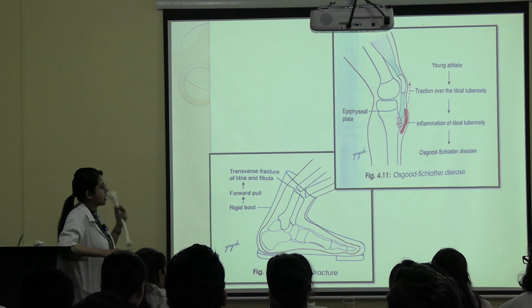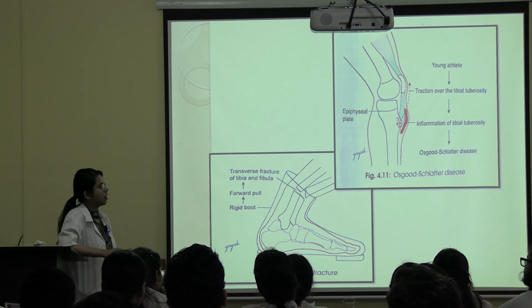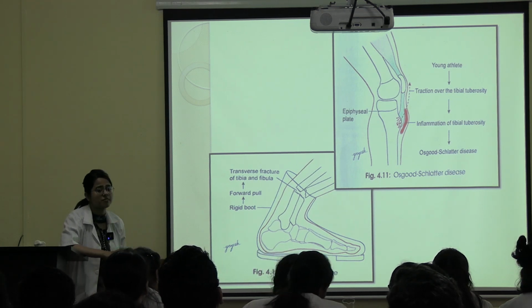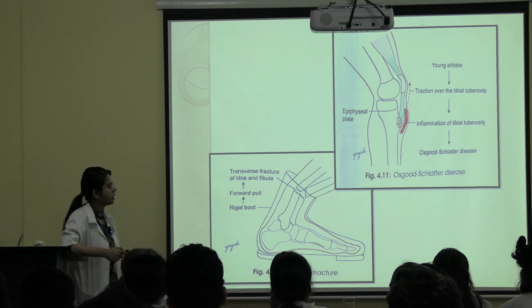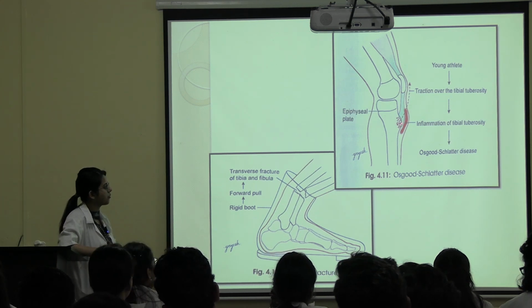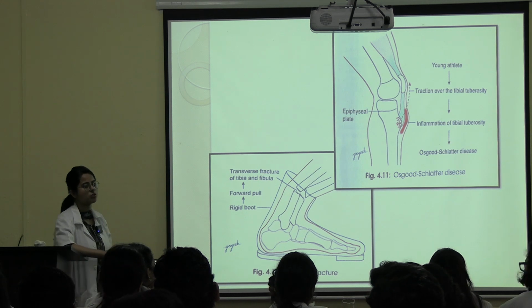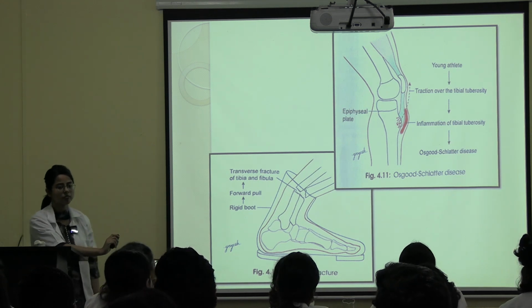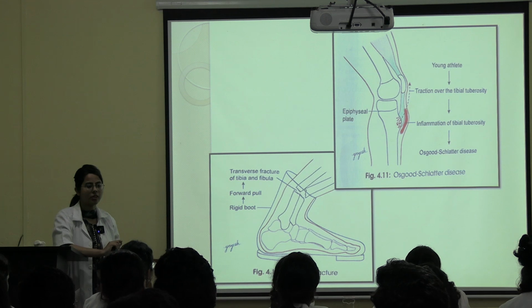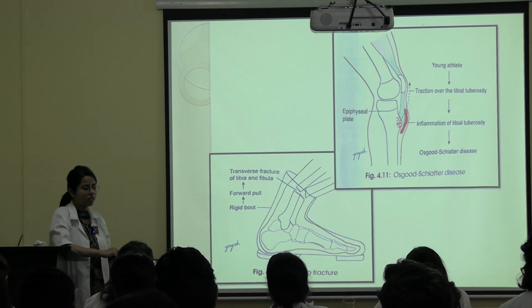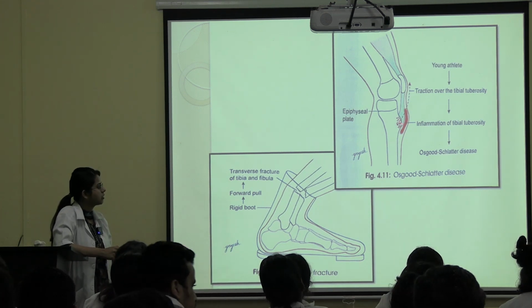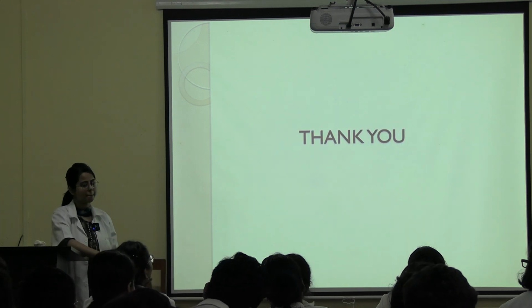Sometimes in athletes there is traction, meaning pull, over the tibial tuberosity, due to which there is inflammation of the tibial tuberosity. This is known as Osgood-Schlatter disease. Clear? Everyone? Understood? You can see this picture here.